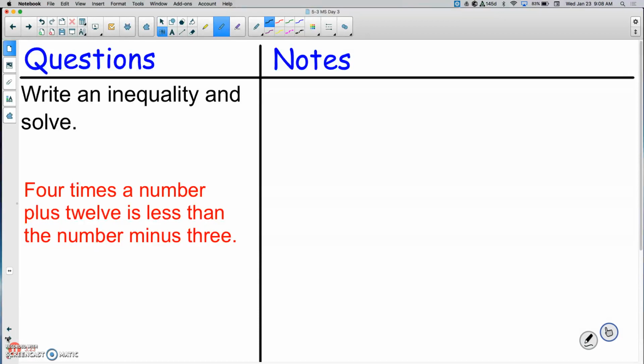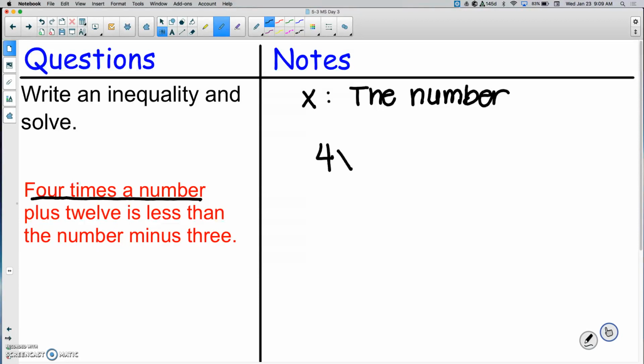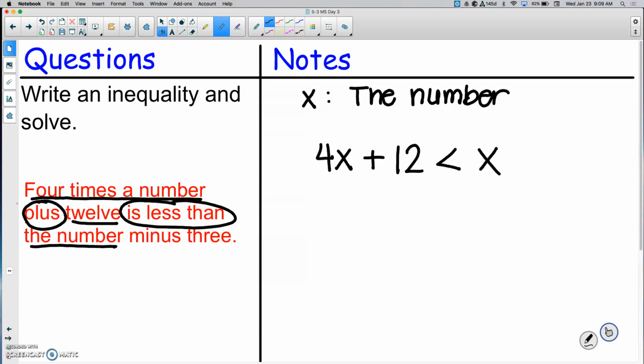This one says 4 times a number plus 12 is less than the number minus 3. So when it says the number, you get to pick a variable. So I am going to use the letter X to represent the number. So the number that we do not know. If I start at the beginning and just go in order on this problem, it works. 4 times a number. 4 times a number would be 4x. Then it says plus, so that's a math operation, plus 12. So 4 times a number plus 12. And then we've got our is less than, so left hand, less than, the number, so I need another x, minus, it's a math operation, subtraction, 3.